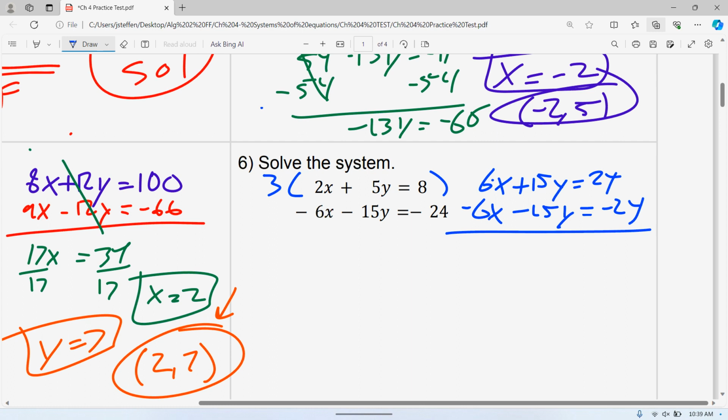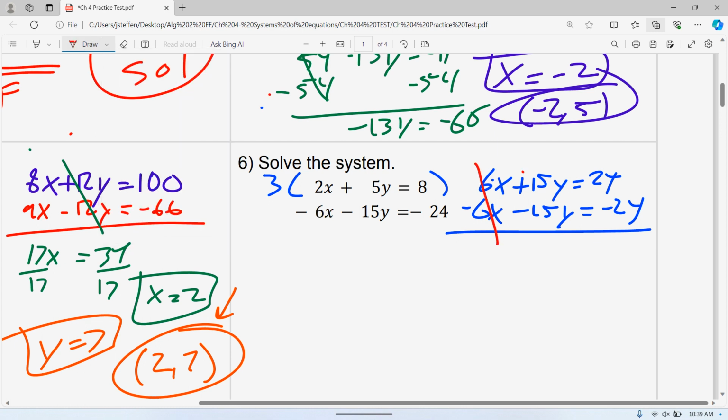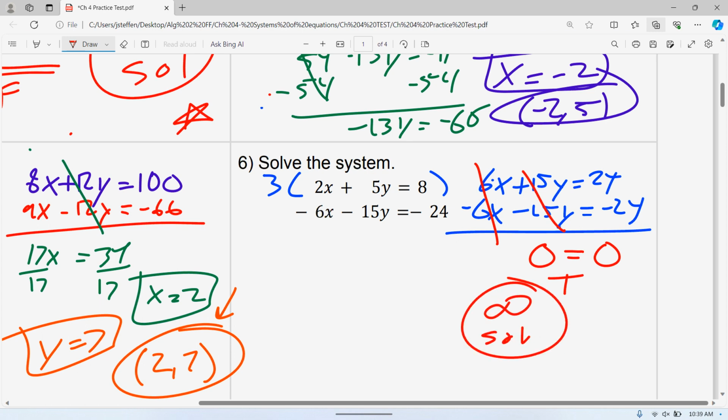So when we combine these and we put these together, you might already see what's going to happen. The x's and the y's cancel, so we have 0 is equal to 24 minus 24 is 0. 0 is equal to 0. So all our variables canceled, so the red flag should go up, just like in this one. But this is true. 0 is equal to 0. So this one is not all real numbers. It's infinitely many solutions. So I usually just say infinity solution.